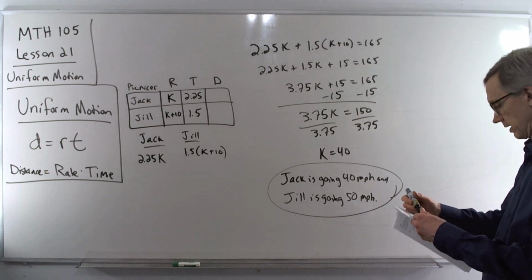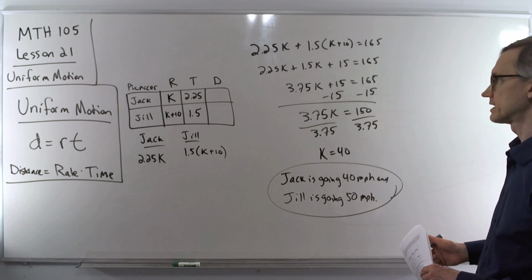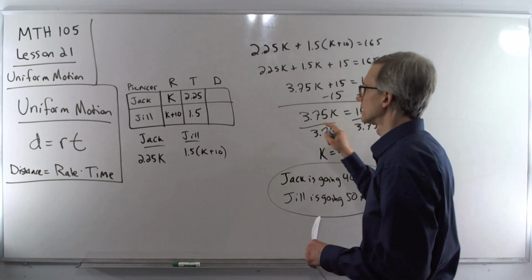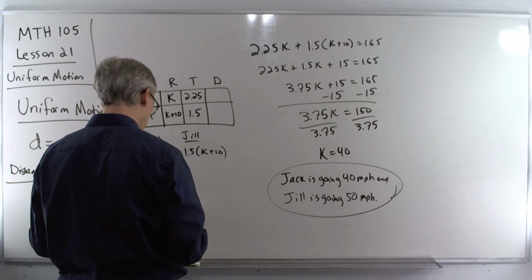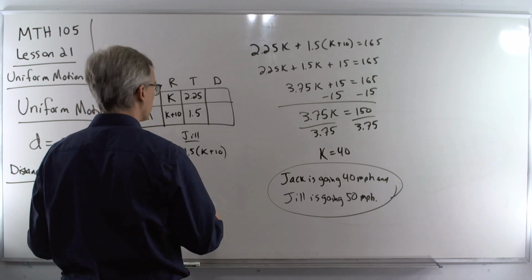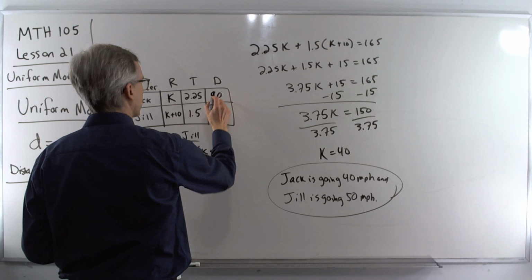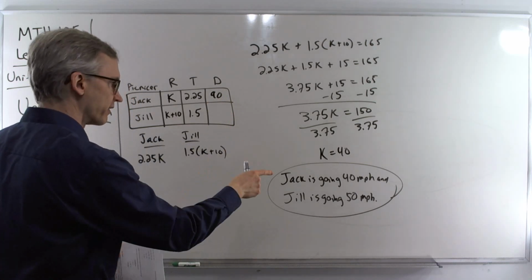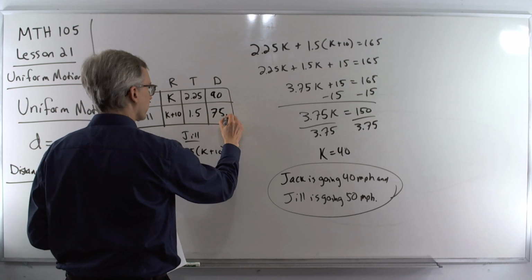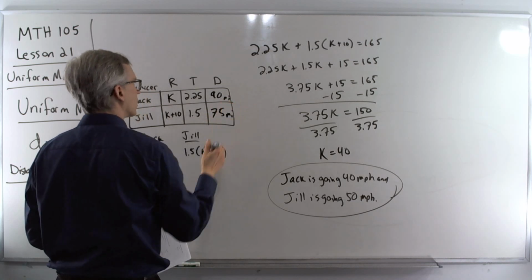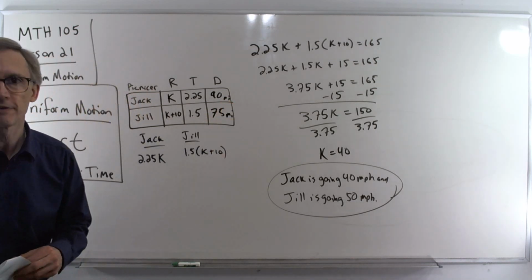So let's check. We've got Jack's speed, 40 times 2.25 hours. That is 90 miles. And Jill's speed is 50 for 1.5 hours, and that is 75 miles. Add them together, 165.